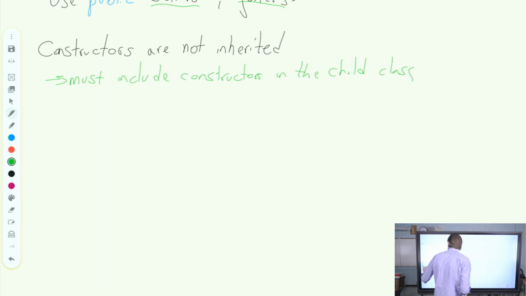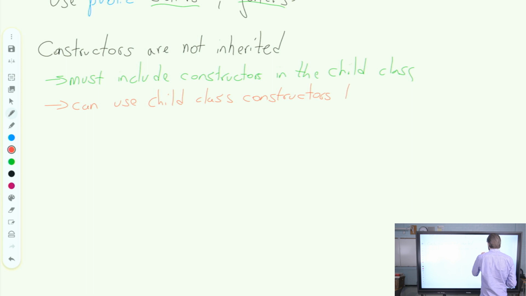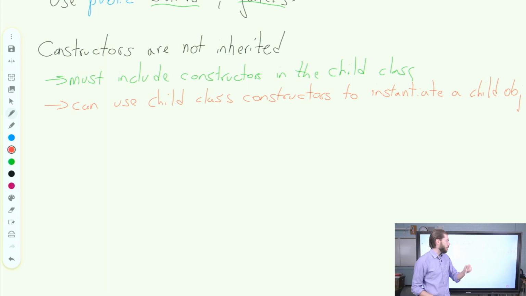and you can only use child class constructors to instantiate a child object. So we can only use a child class constructor to instantiate a child object.